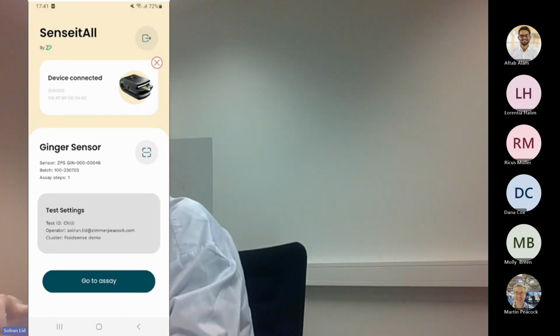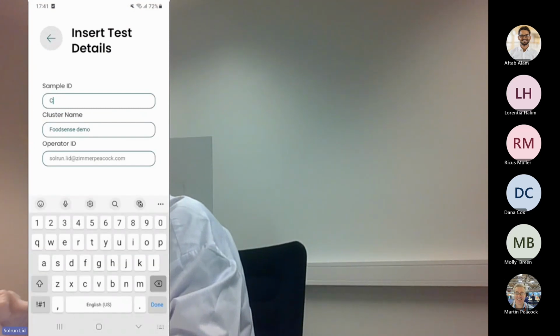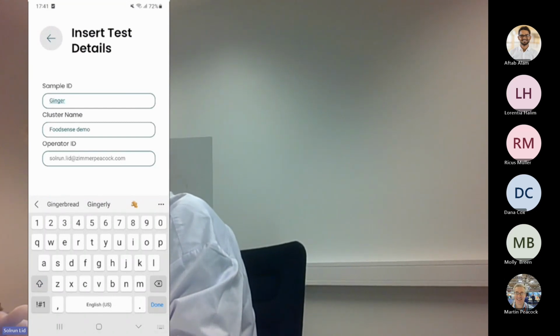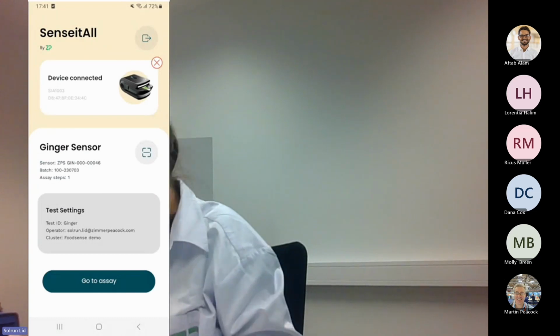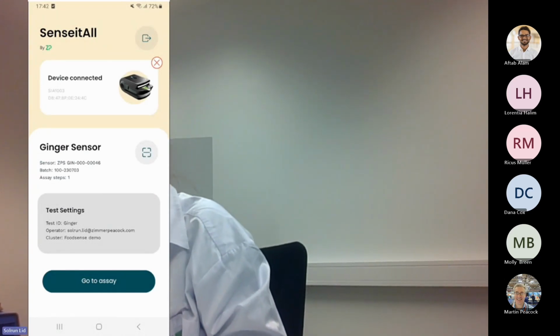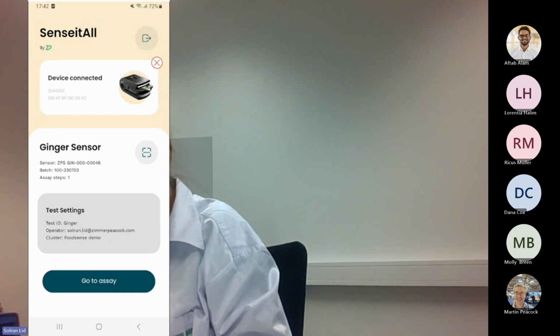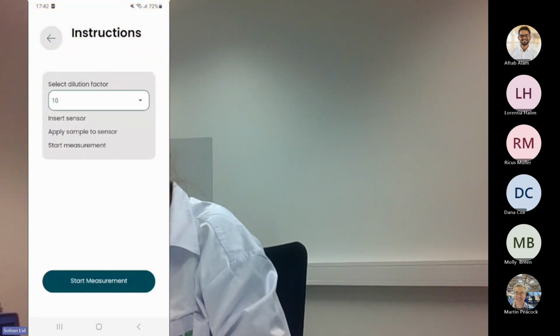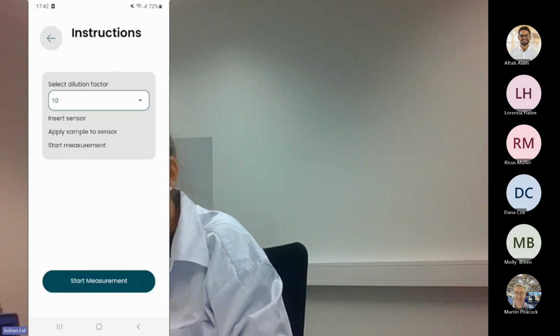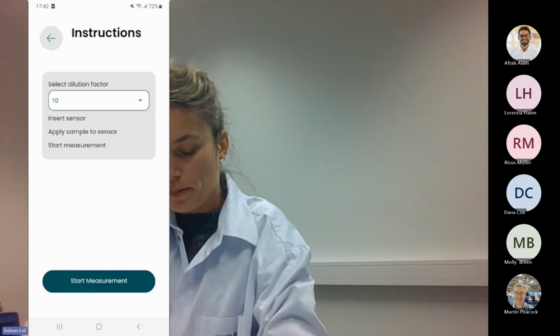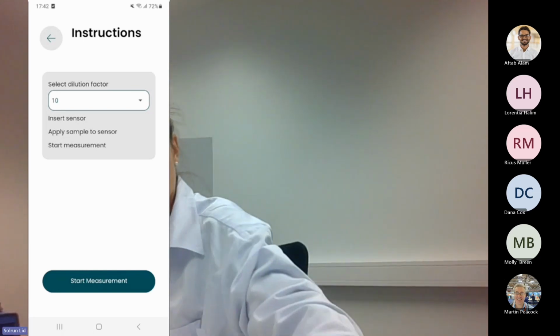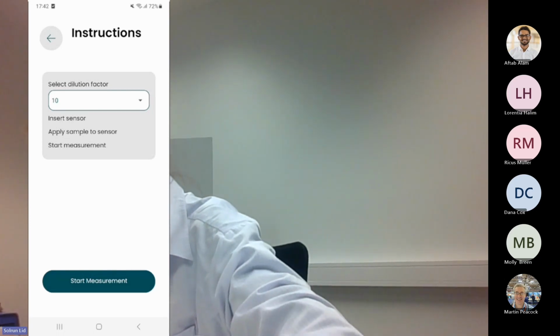And also I can change the test settings just so that it's easier for me to sort through my data later and get all the details. So let's just call this ginger. And I have a cluster named Food Sense Demo in Chilli where I will find my results. So the next thing now is to click on go to assay. We have a set dilution factor of 1 to 10. We can vary this, but for this ginger sample, we did mix it 1 to 10.